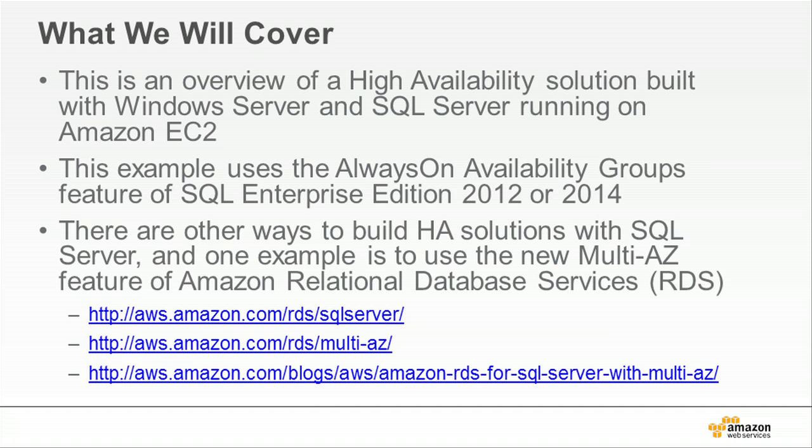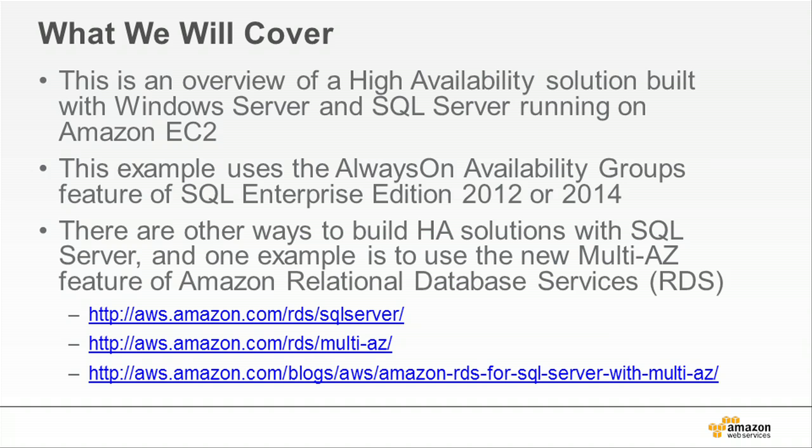What we'll cover today is an overview of this HA solution using Windows Server and SQL Server, all running on top of EC2. It goes into using Enterprise Edition of SQL Server 2012 or 2014, as well as Always On availability groups and Windows Server failover clustering. Those are all parts of this entire solution. This is how these core Microsoft technologies run on top of the AWS platform.